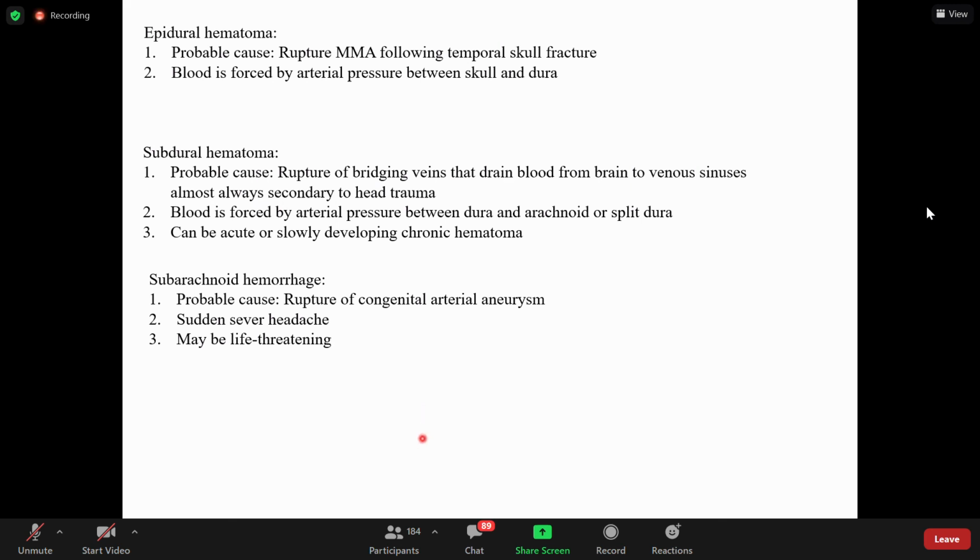Okay, now as I said, we were going to defer discussing the venous drainage until we discuss the meninges and the ventricular system.